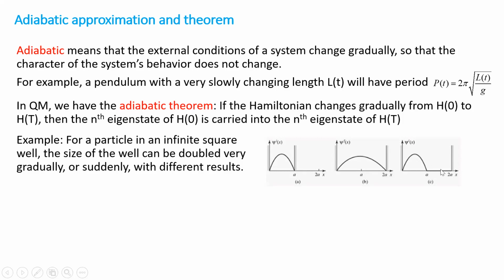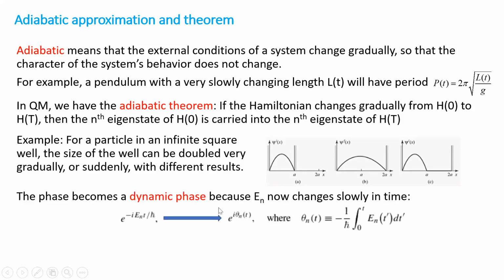Now, if we suddenly shift it, the system doesn't have time to respond. So it will stay in the same wave function it was in at the start, which was the ground state eigenstate. But now that same wave function with a width of 2A is no longer the ground state eigenstate. In fact, to write this wave function, it would have to be a mixture of a lot of different states. So we can see that the process in the second picture would be the adiabatic process. This would be the sudden process, where the adiabatic theorem would not apply.